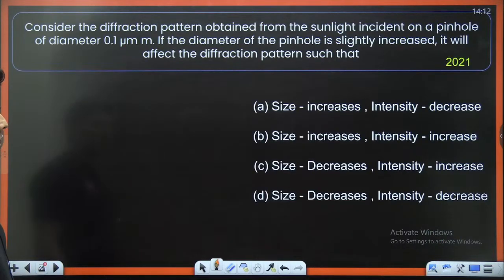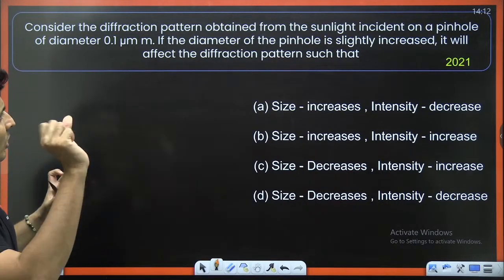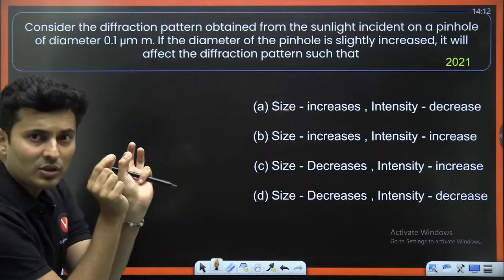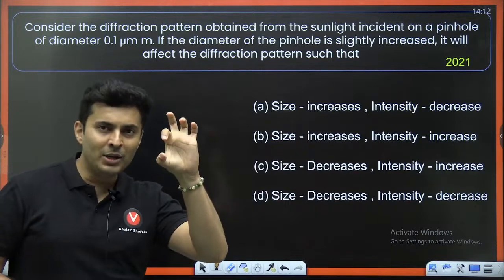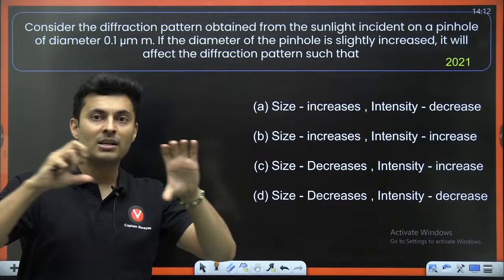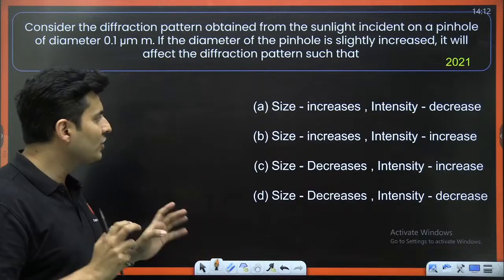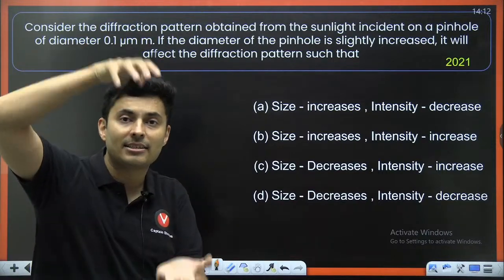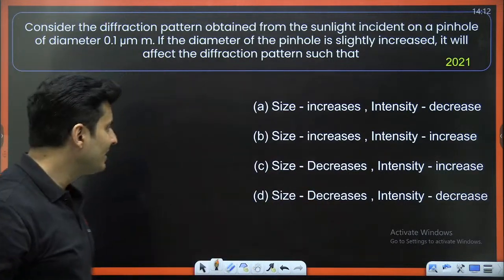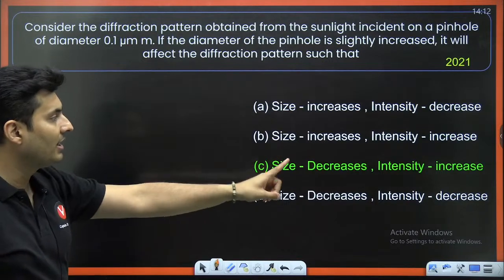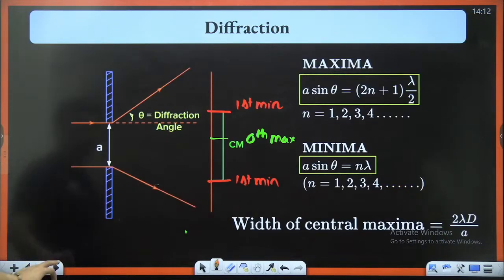Moving on to more questions. Consider the diffraction pattern obtained from sunlight using a small pinhole. If you increase the size of the hole, the size of the slit, what will happen to the diffraction pattern? The moment you increase the size of the hole, more light is collected. That means the intensity of the pattern should increase. Keep this in mind. Whenever you increase the size of the aperture, the slit or that hole, the pattern will shrink. You will see the size will decrease. So the answer is size decreases, intensity increases. How do I know that the size decreases? Look at even this formula.